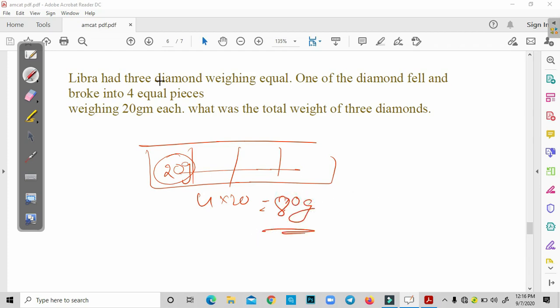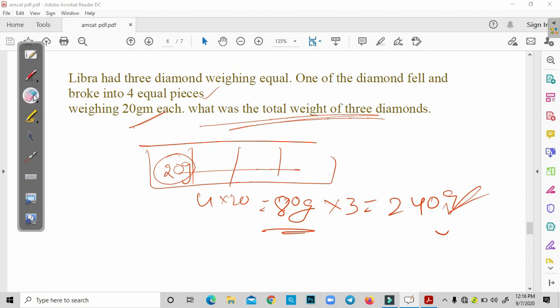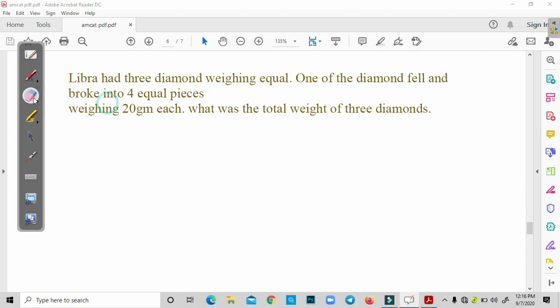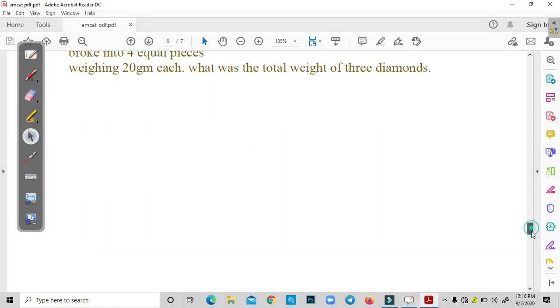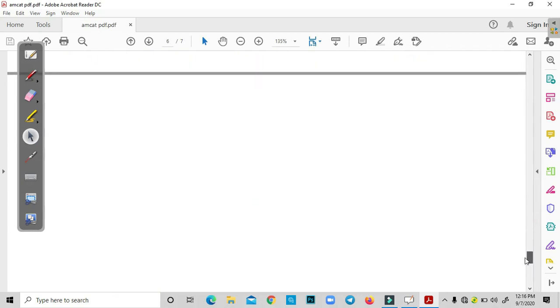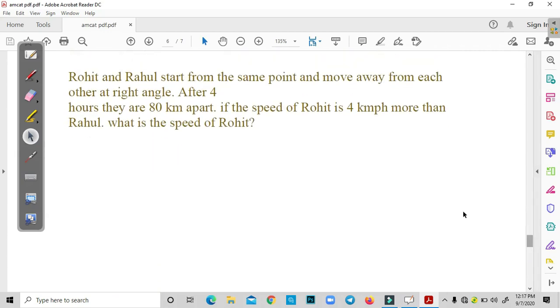Now he has 3 diamonds, so it will be 240 grams. What is it asking? The total weight of the 3 diamonds, which is 240 grams only. Now this is the last one.